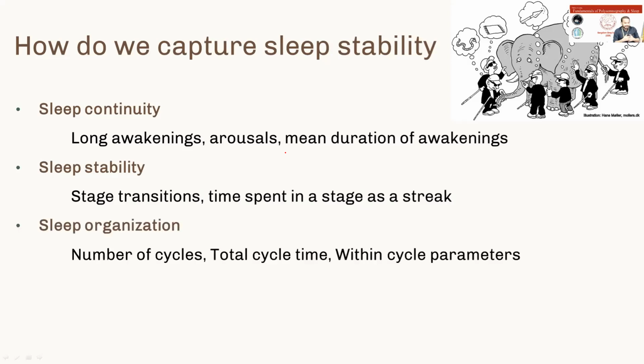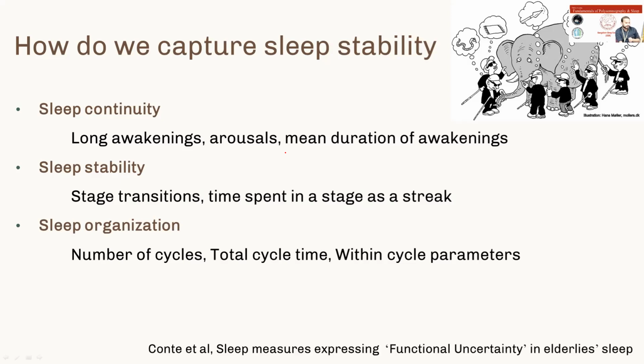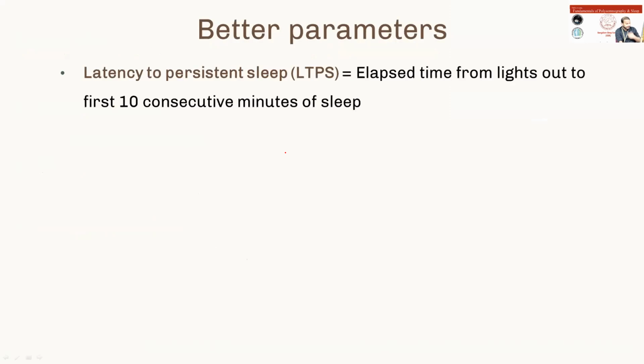And again, sleep organization: number of cycles, total cycle time, within-cycle parameters. So instead of analyzing the sleep parameters from lights off to lights on, we break it down into different cycles and capture all the normal parameters, percentages, durations, or whatever, and analyze the sleep data in terms of cycles. So this is called sleep cycle level analysis. And some of our previous work has done that, and it has really added more intuition to what's actually going on, right? And there are even better parameters.